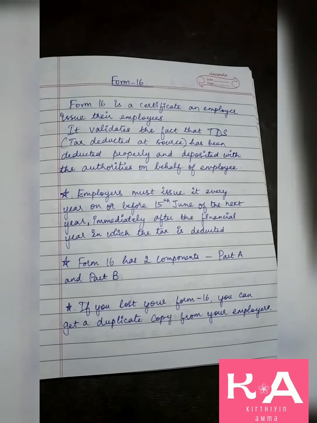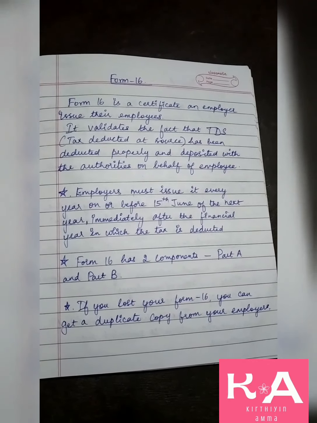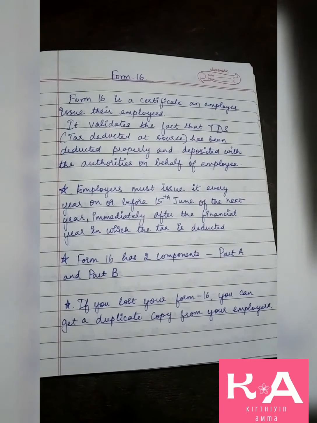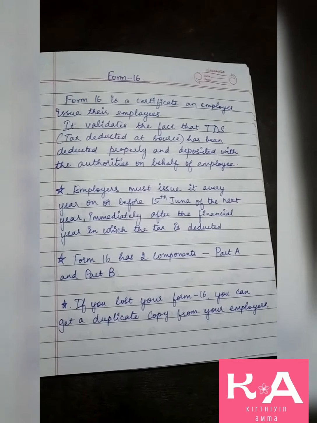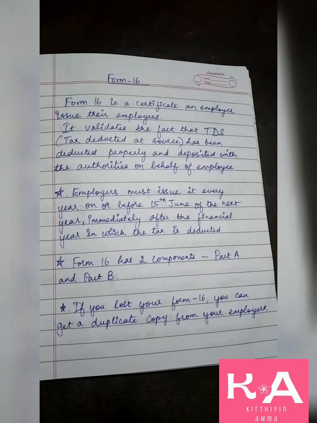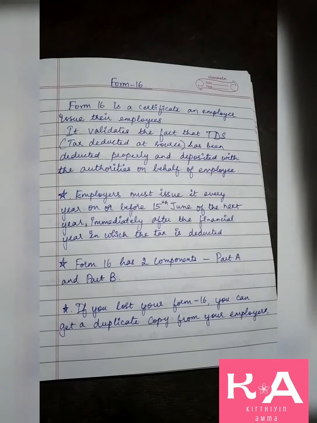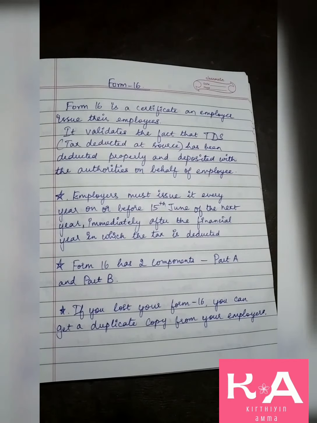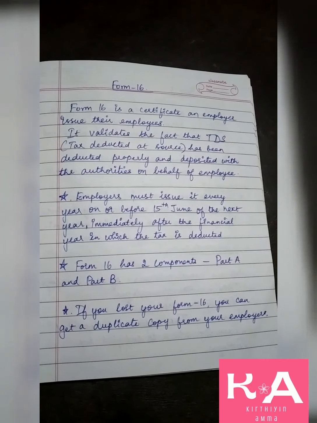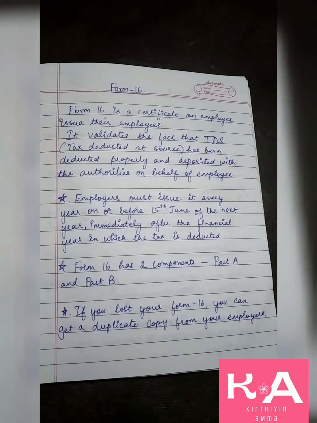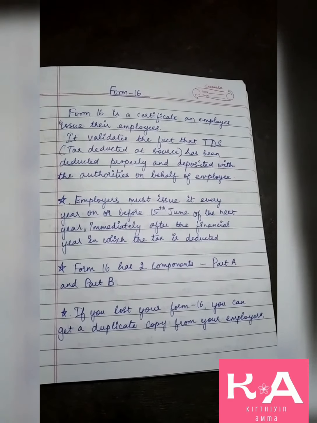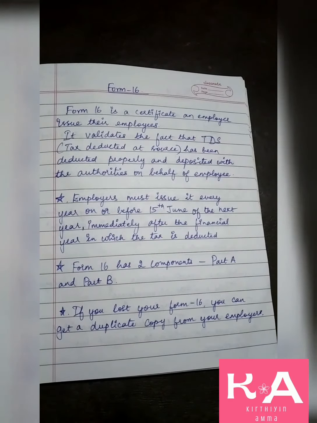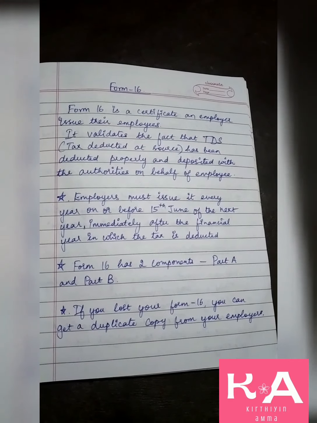Employers must issue it every year on or before 15th June of the next year, immediately after the financial year in which the tax is deducted. That is, every year after the financial year has ended, on or before June 15th, employers must issue this Form 16 to its employees. Basically, Form 16 has two components, Part A and Part B.